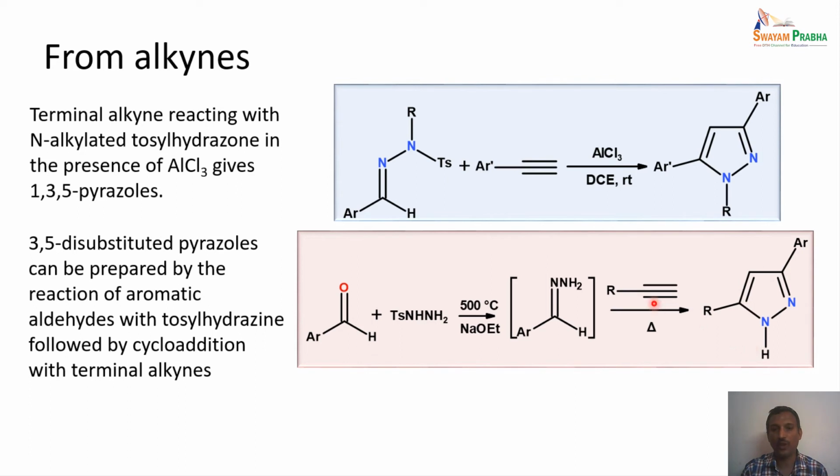So in the first case we use AlCl3 as the catalyst, and in the second case we are using a very high temperature for this reaction to occur. So these are the two different ways by which a terminal alkyne can be converted to a pyrazole.